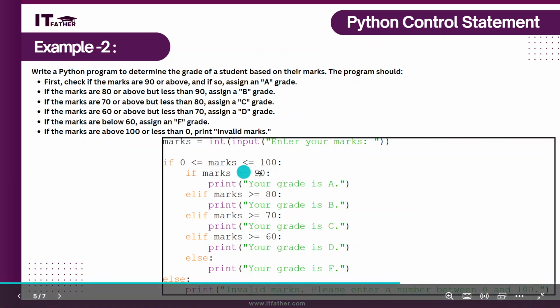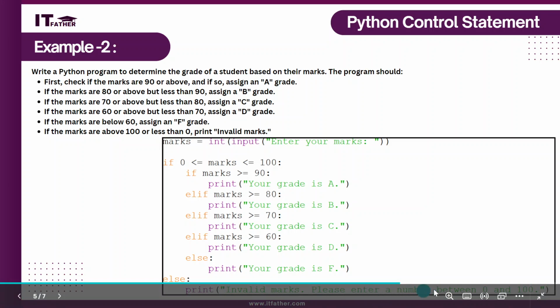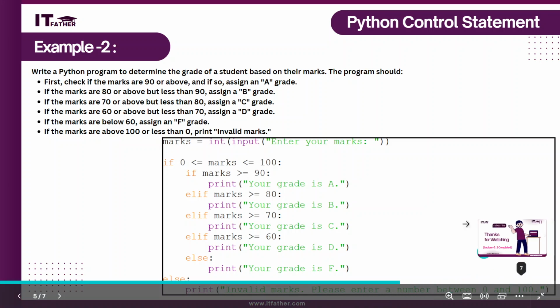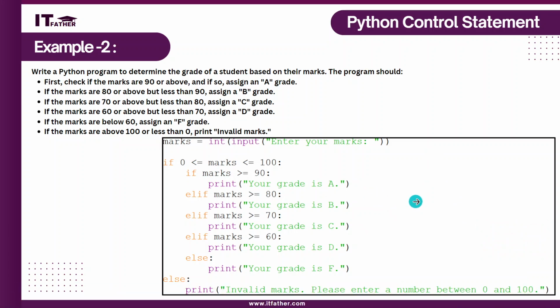Now condition number 1 is checking if the marks are between 0 and 100. A user is going to enter the marks, and if marks are less than 0 or more than 100, then a message will come: invalid marks entry, please enter a number between 1 to 100. And if marks are between 0 and 100, then marks will be checked for another condition. If marks are more than 90, then you are eligible for grade A. Then again nested condition, nested elif, nested elif, nested elif.